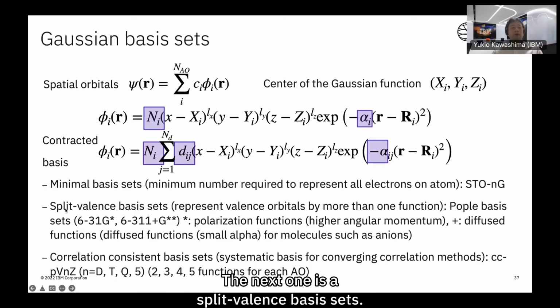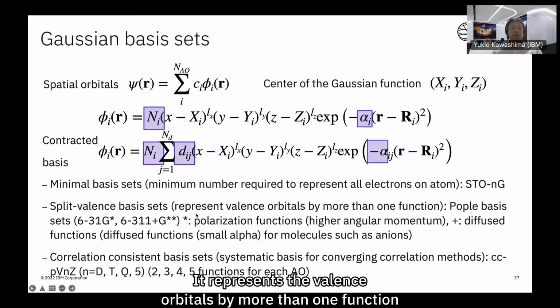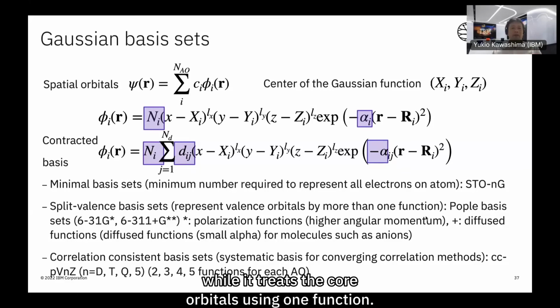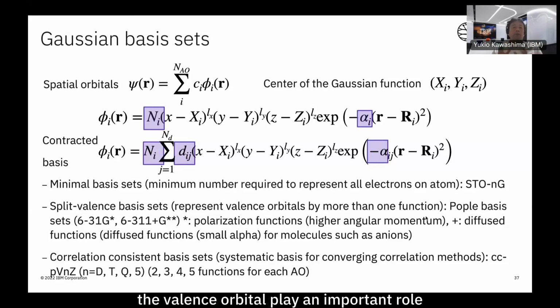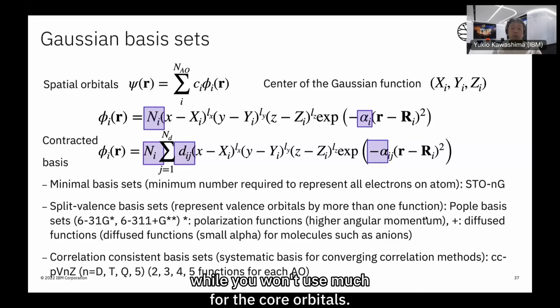The next one is the split valence basis sets. It represents the valence orbitals by more than one function, while it treats the core orbitals using one function. In chemistry problems, the valence orbitals play an important role compared to the core orbitals. So that's why we use more functions for the valence orbitals, while we don't use much for the core orbitals. That's the idea of split valence basis sets.